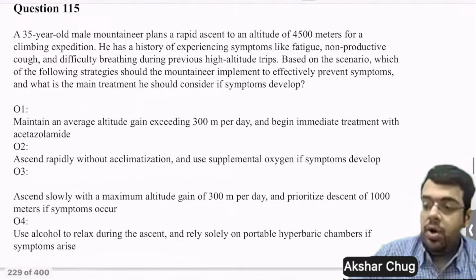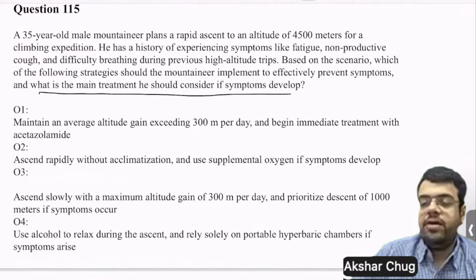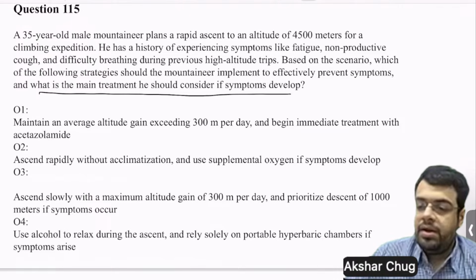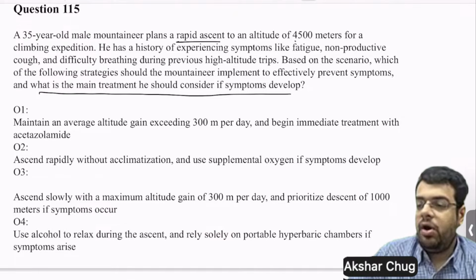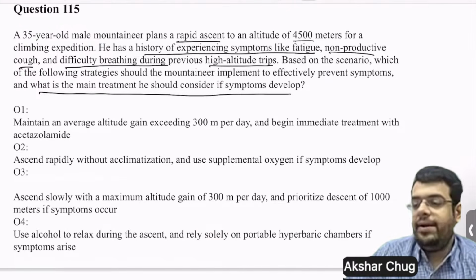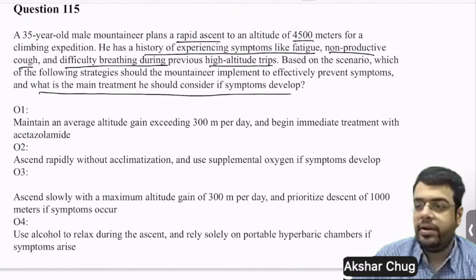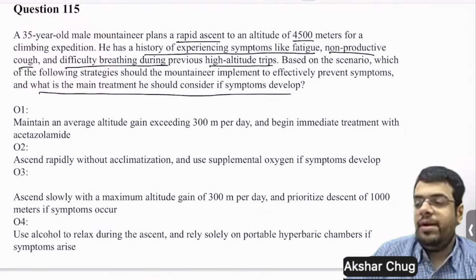Again, a long question. Let's read the last line first. What is the main treatment he should consider if symptoms develop? A 35-year-old mountaineer plans to do a rapid ascent of 4,500 meters. He has a history of experiencing symptoms like fatigue, non-productive cough, and difficulty breathing during previous high altitude trips. So we are talking about high altitude sickness or mountain sickness. Based on the scenario, which of the following strategies should the mountaineer employ to effectively prevent the symptoms?